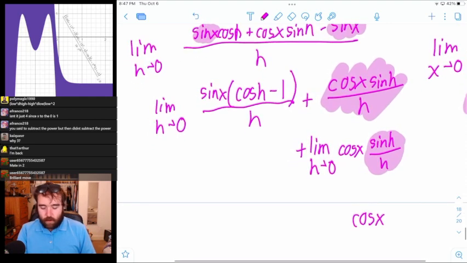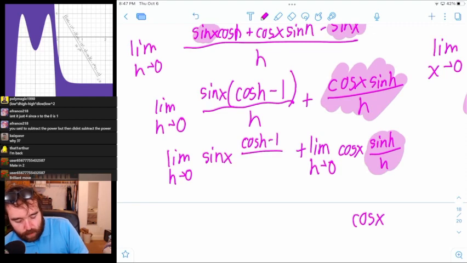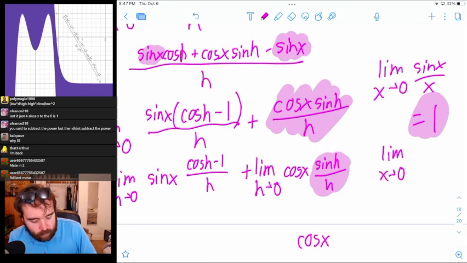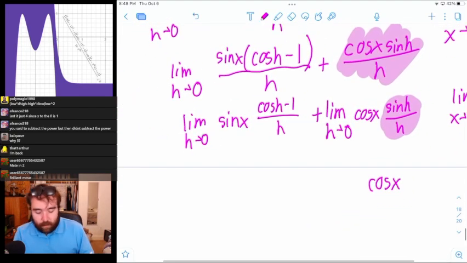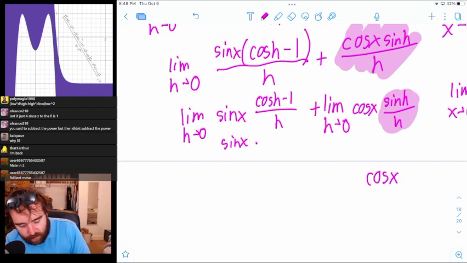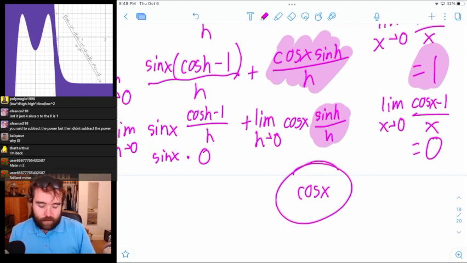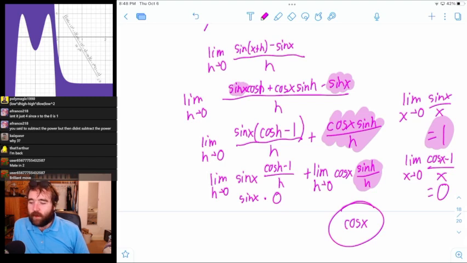And then we're actually going to do a very similar thing over here, because that's another limit that we need to know. So we have the sine of x times cosine of h minus 1 over h. And similarly to this limit, we have to know that the limit as x approaches 0 of cosine of x minus 1 over x is equal to 0. So look at what's happening there. We're ending up with sine of x times 0, which is why that just goes away, and the derivative is just cosine of x. That's beautiful. I'm not sure I've ever done that before all the way out by myself, to be honest.